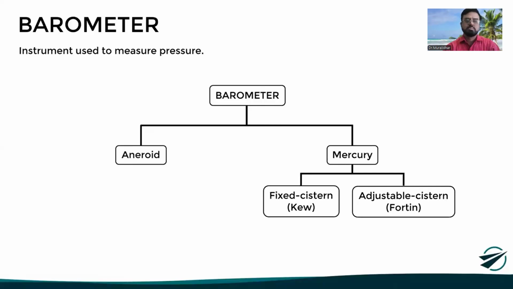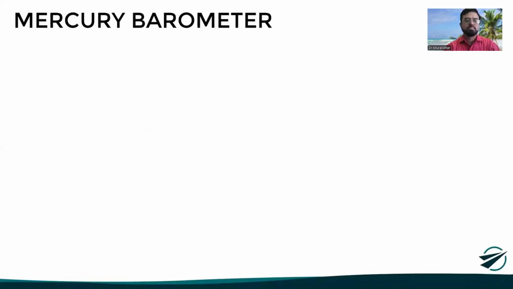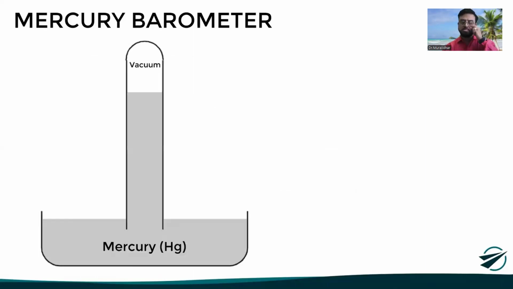Now, although we will not go into detail on the differences between these two variants of the instrument, let us look at the basic principle of operation of the mercury barometer. A mercury barometer consists of a vacuum glass tube that is closed at the top and open at the bottom. As we can see, the tube is partially submerged in a bucket or cistern filled with mercury.